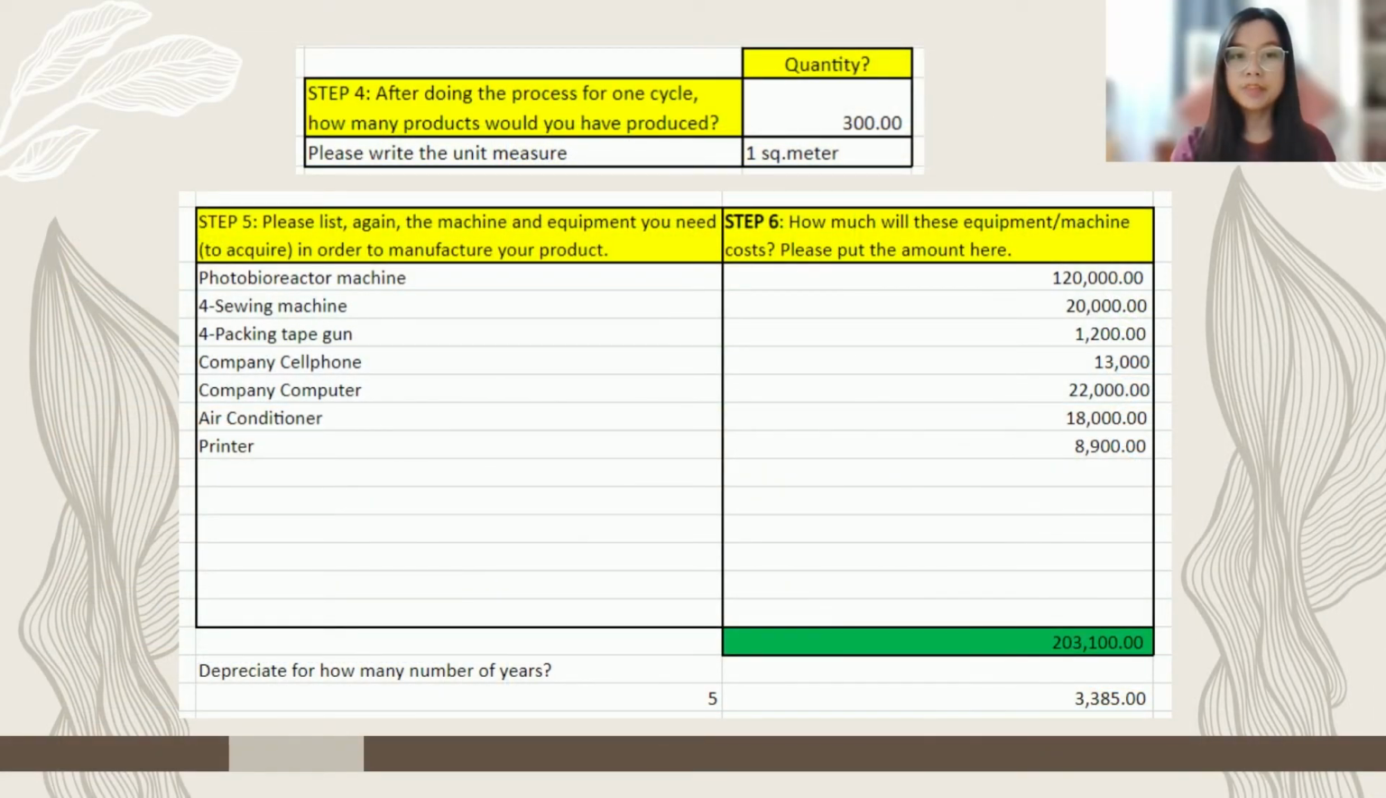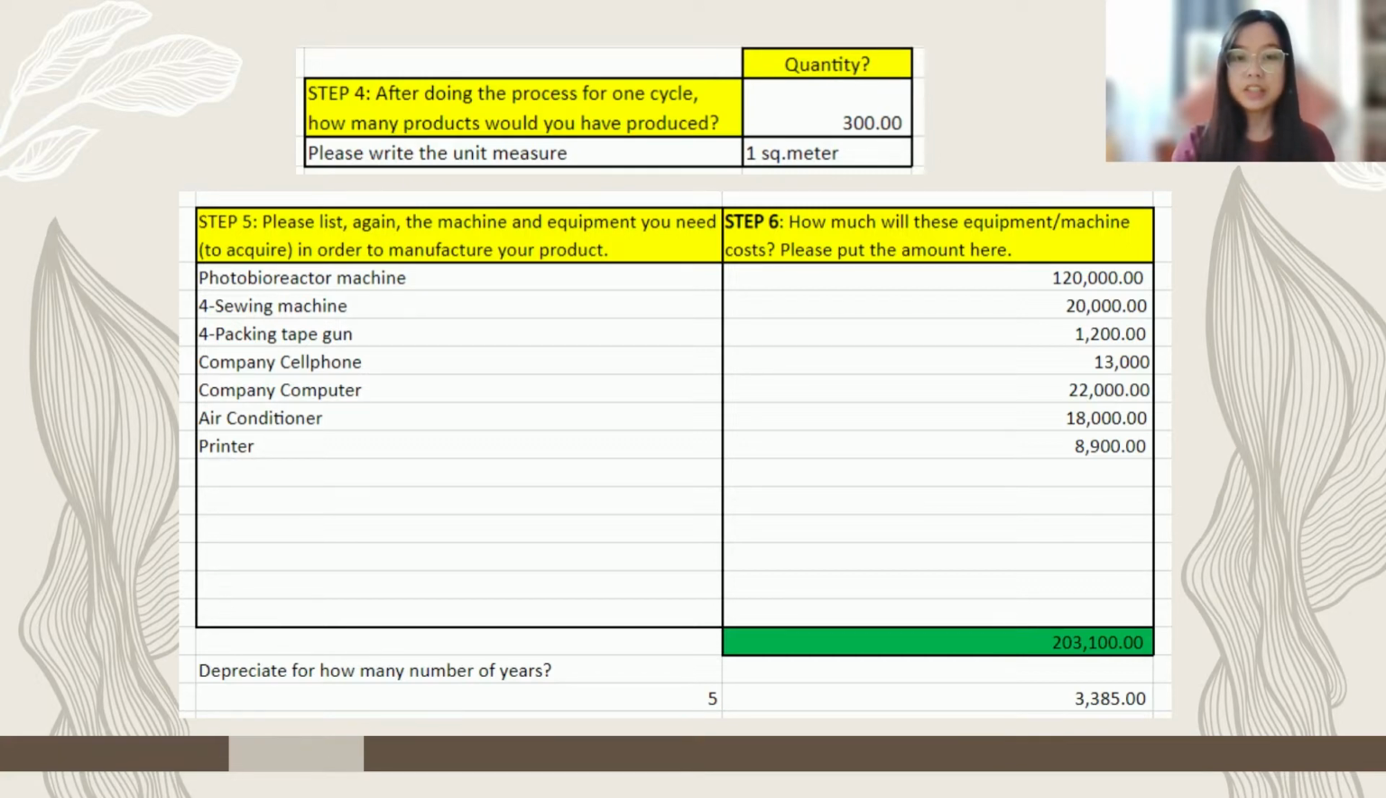For step number 4, the product that we will produce will be 300 pieces and it will be sold through our online marketplace. For step 5, we are again tasked to list the machine and equipment to manufacture our product, and step 6 requires us to estimate the cost of the materials that we will be using.